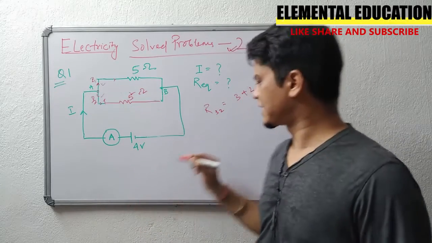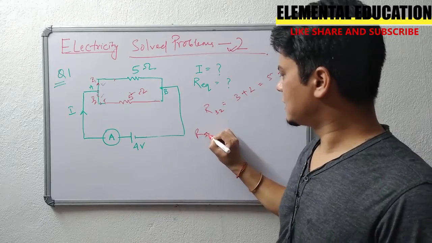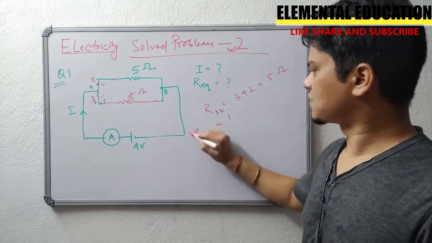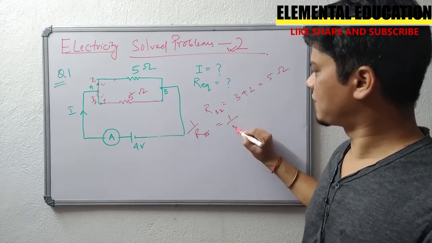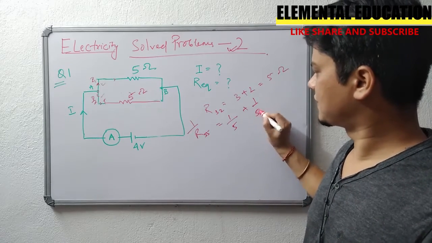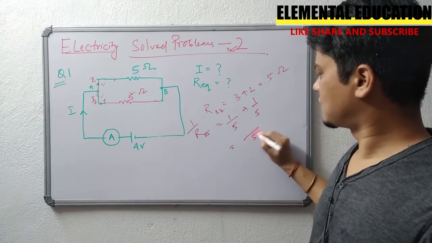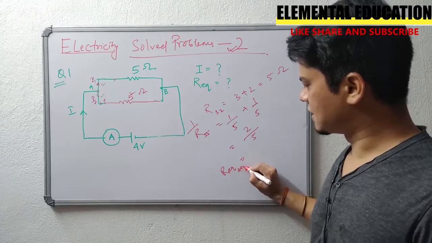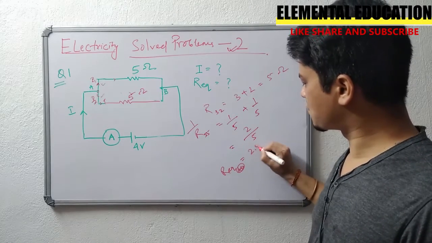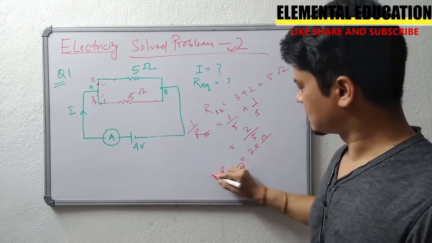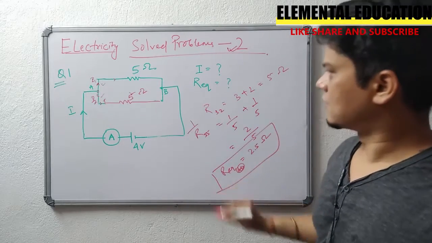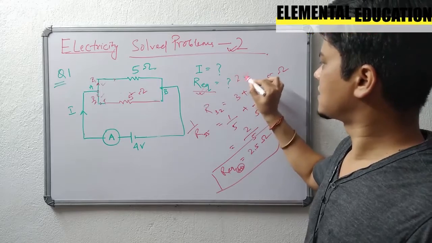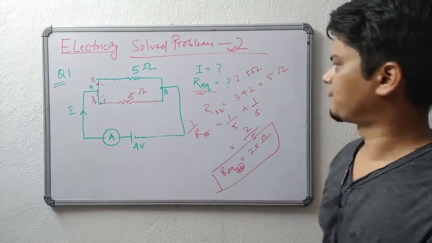So what is the equivalent resistance? R55. The equivalent resistance is, that is 1 by R55 equal to 1 by 5 plus 1 by 5. That is 2 by 5, or R equivalent, or RAB, is equal to 5 by 2, that is 2.5 ohm. So this is done, we have found it as 2.5 ohm.